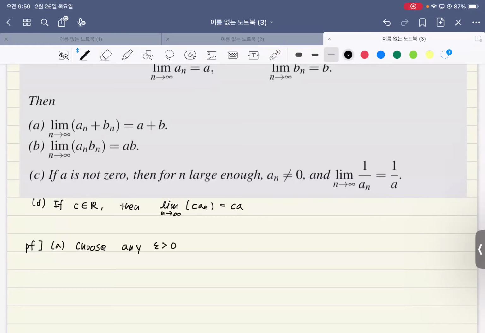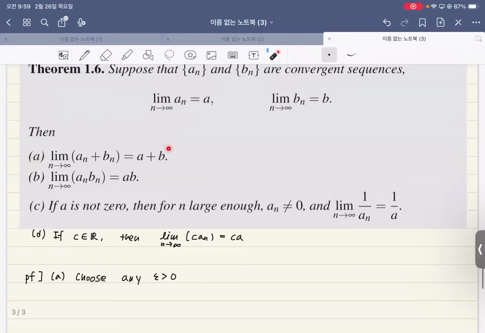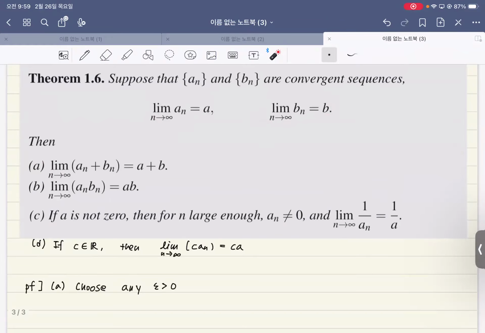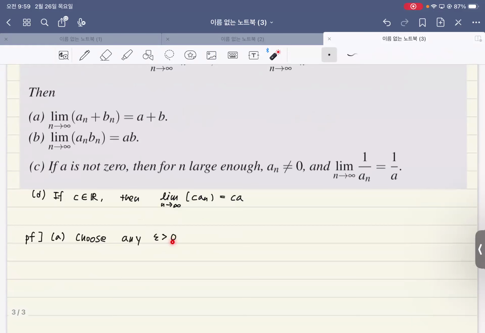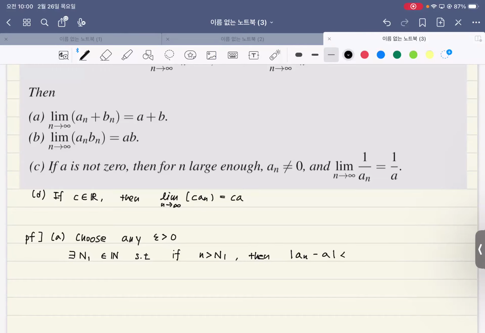Choose any positive epsilon. This is my goal: to show An plus Bn is converging to A plus B. These are the two hypotheses given from this theorem, so I will need to take advantage of these two conditions. Since An is converging to A and Bn is converging to B, for this given epsilon I must be able to find an integer, which I will call n1, such that if n is greater than n1, then An minus A is less than epsilon.